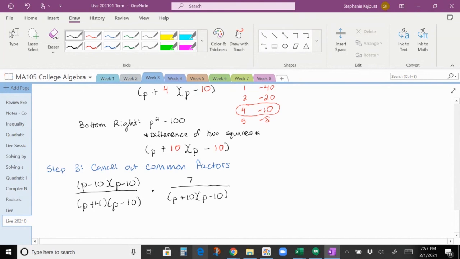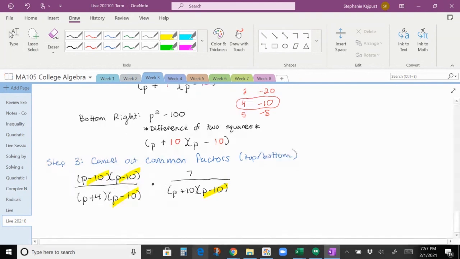And so when we cancel things out, we have to cancel out from the top and the bottom. So you can't cancel out only on the bottom or only on the top. It has to be one on the top, one on the bottom. So like we've got a p minus 10 and a p minus 10. And it doesn't matter which p minus 10 I cancel. I have another p minus 10 that I can cancel with a p minus 10. On the top, then I'm left with a 7. There's nothing else left to cancel out with. Basically, that's everything that we can cancel out.